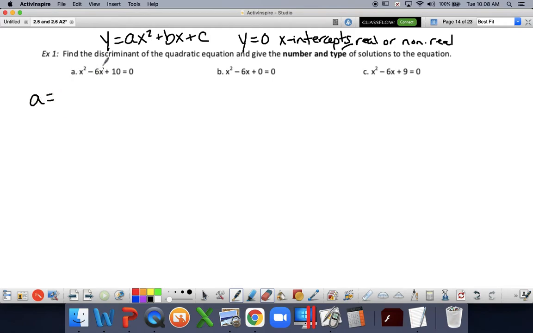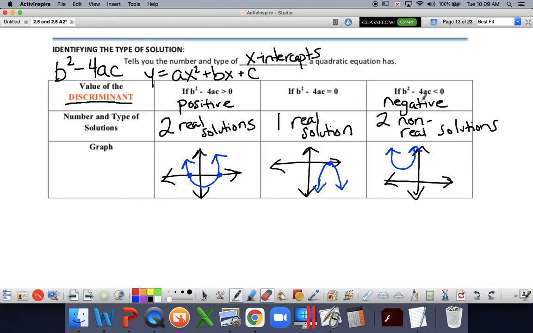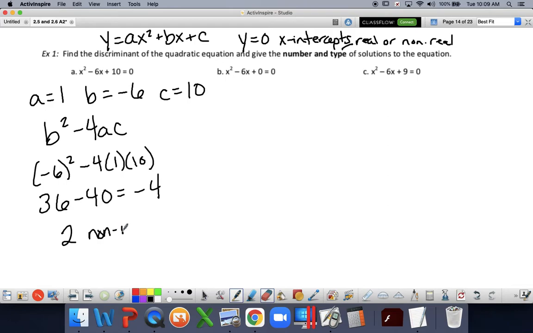The a value is the number in front of the x squared, which is 1. The b value is the number in front of the x, that's a negative 6. And my c value is my constant. I then am going to calculate b squared minus 4 times a times c. A negative times a negative, remember that's a positive, so I get 36 minus 40, which is negative 4. Because I got out a negative number, I'm going to use the table right up above that says if you get out a negative number, that means you have 2 non-real solutions, or 2 non-real x-intercepts.